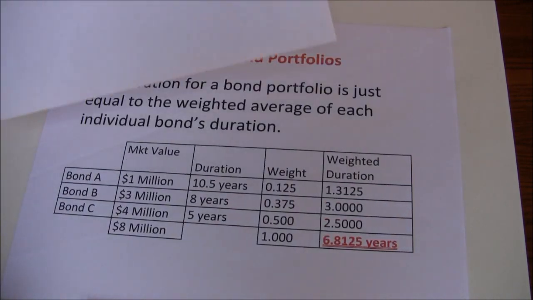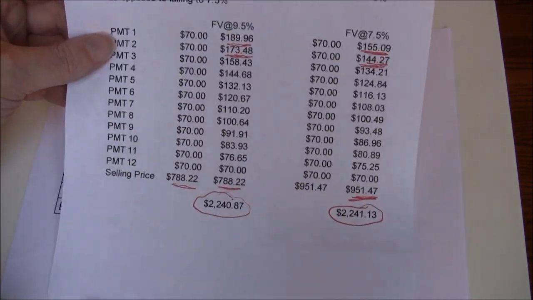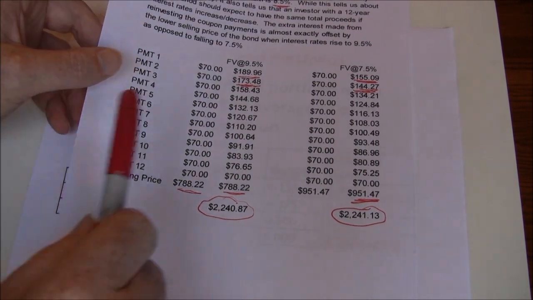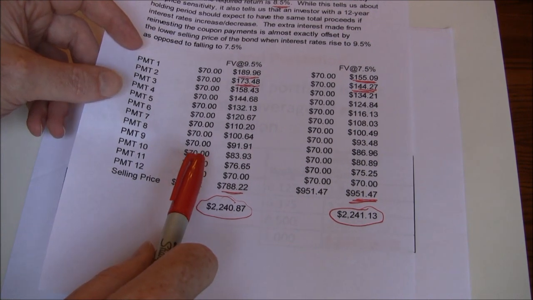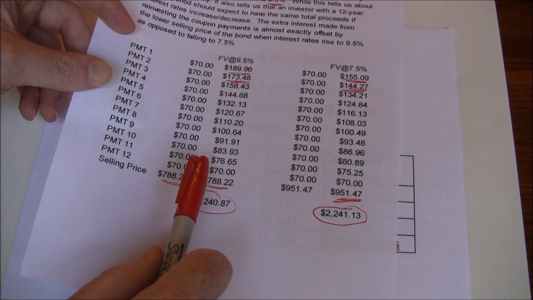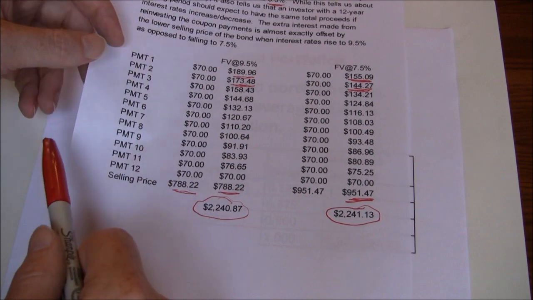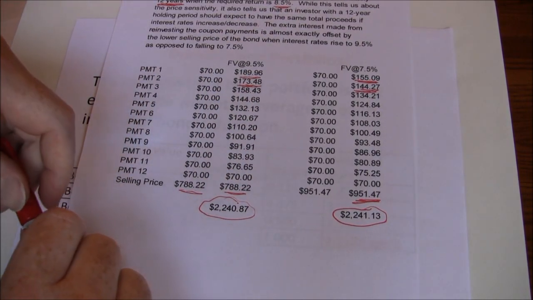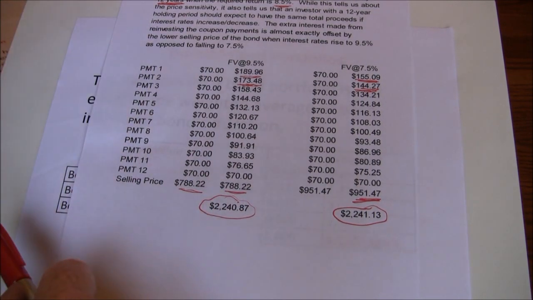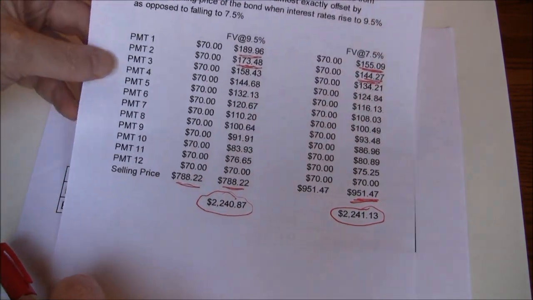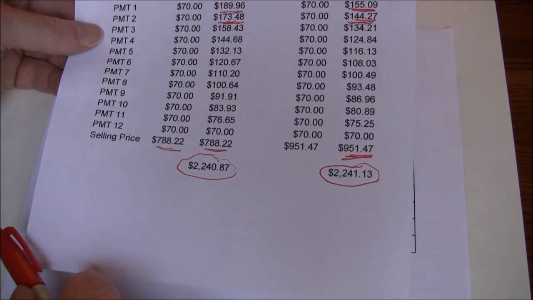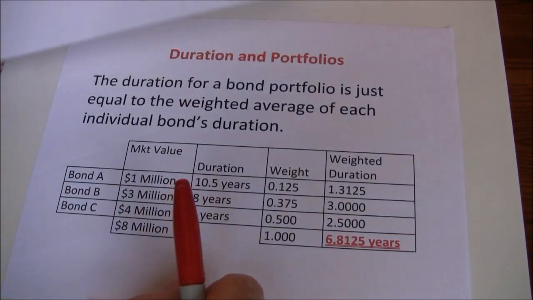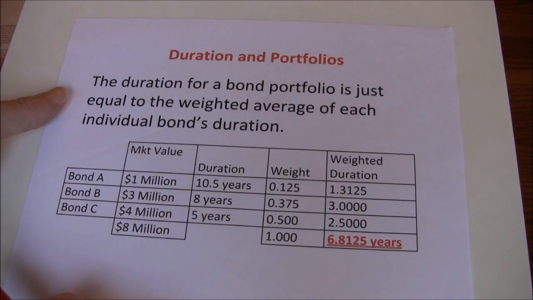Now, one quick comment on immunization. This is a quick example. It doesn't work quite that precisely because what we assumed here is interest rates changed and then stayed constant after that. In reality, interest rates are always bouncing around. So if we hold till duration, we're not guaranteed to have that payoff, but it gives us an idea of about how long we're going to have to hold the bond until we're not as concerned about interest rate risk. So if we hold a bond to duration, we're going to eliminate a lot of the interest rate risk.